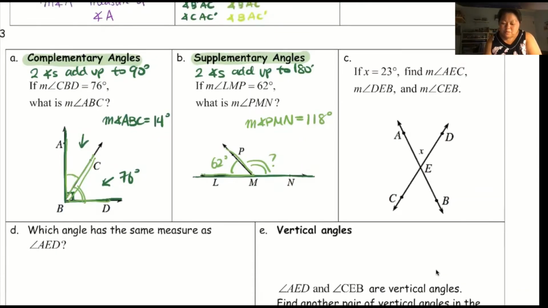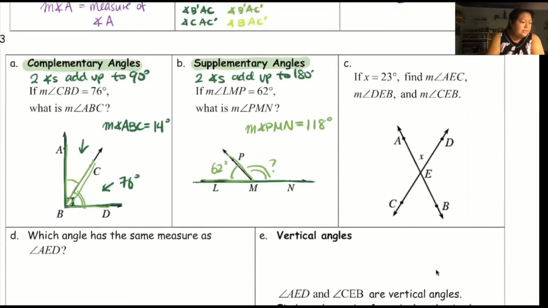Okay, now let's explore this. It says, now consider the diagram here, right? It says line AB and CD intersect at E. So you have your line AB and CD, they cross here at E, right? So my diagram here, awesome. It says if X equals 23, okay, find measure of angle AEC. So AEC is right here.